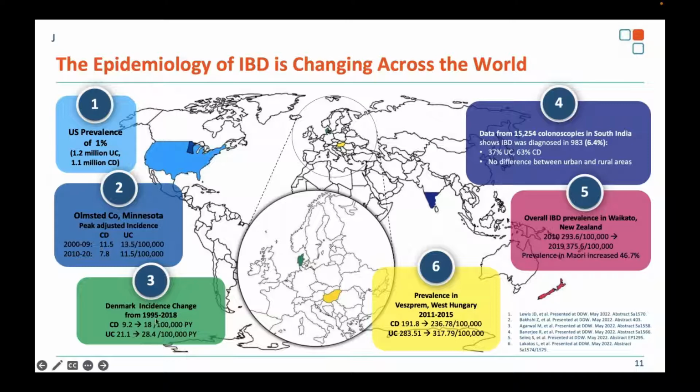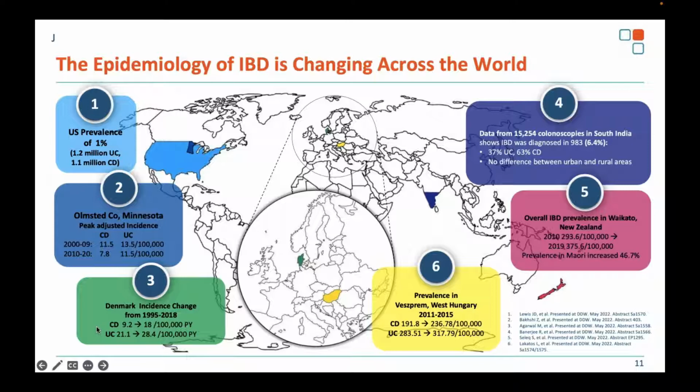That's certainly not the case in this population-based study from Denmark, admittedly looking at a slightly longer time period from 1995 to 2018, so slightly wider time period, where they've seen a dramatic increase in the incidence of both Crohn's and ulcerative colitis.